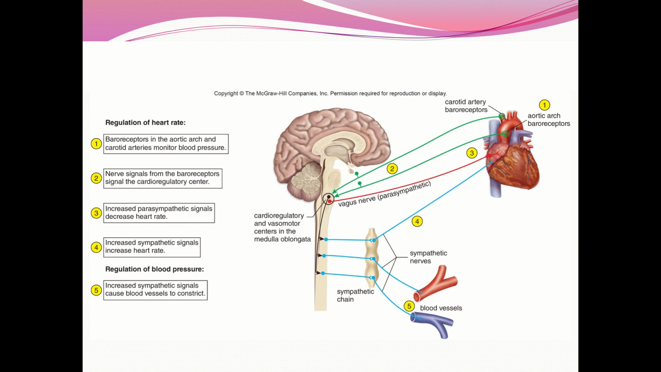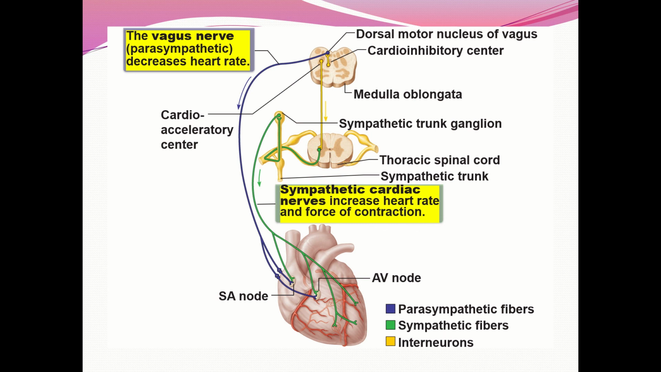And then in step 5, the increased sympathetic signals will cause blood vessels to constrict as a result of the sympathetic cue, and that will also raise your blood pressure. The vagus nerve is the major parasympathetic nerve, and it will decrease your heart rate. And then the sympathetic cardiac nerves will increase the heart rate.